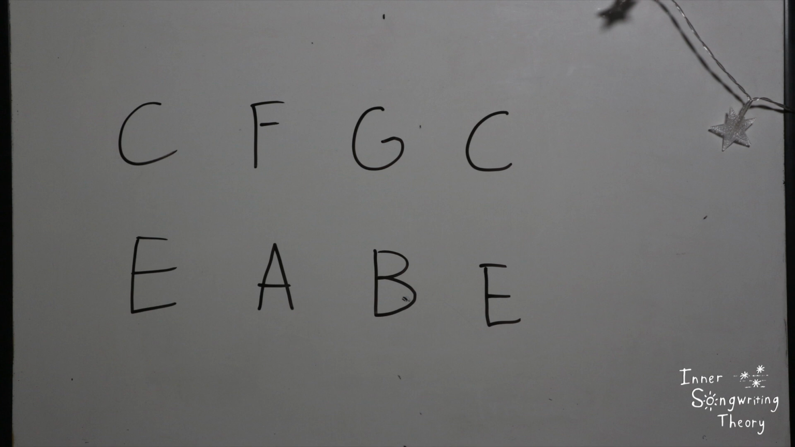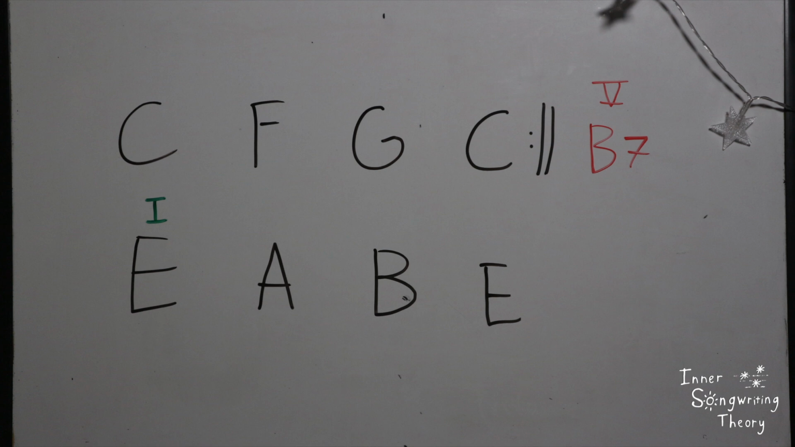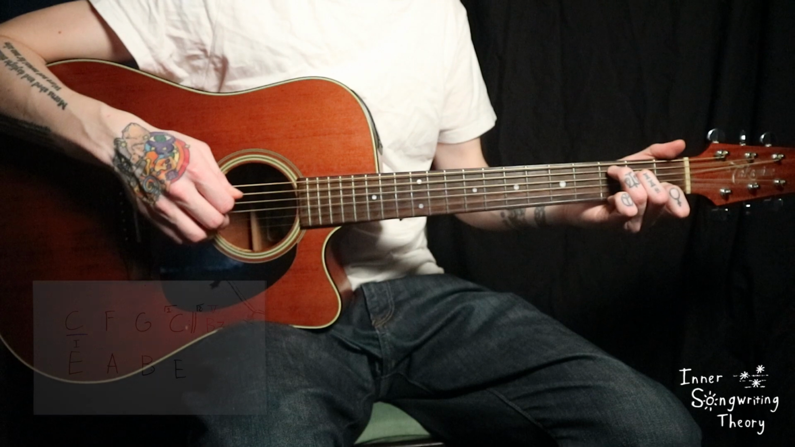All I have to do is find out the dominant of my new tonic E, in this case B7, and incorporate it into my transition to smoothly move the listener's ear to the new key. Let's have a listen to the results.